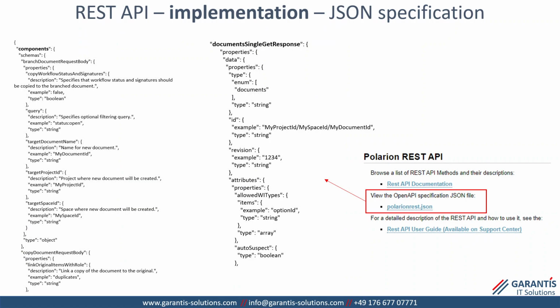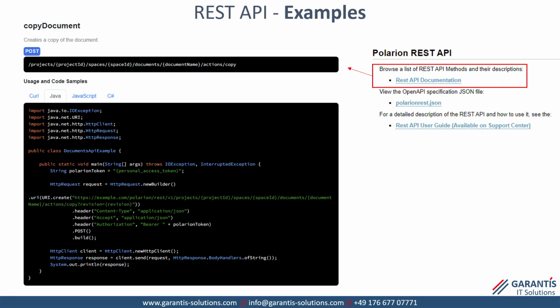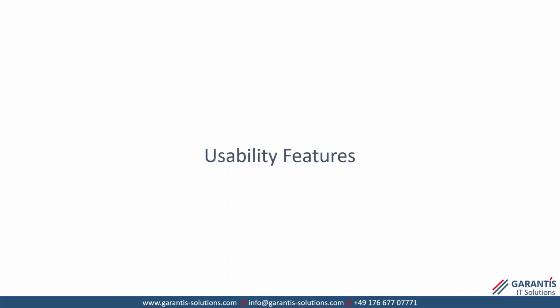This is example of JSON specification. On the small screenshot, you can see the Polarion REST API documentation. This is from a HTML page of Polarion, and we can see the JSON specification which defines the interface. Also, on the same help page, you can find references to the source code, and you can copy paste the example and try it in your source code. So this was about REST API, and now let's look at usability features.